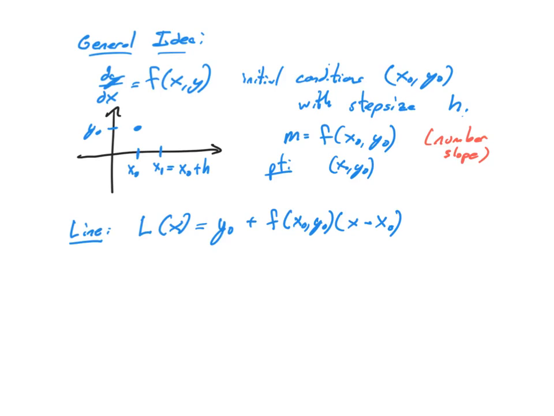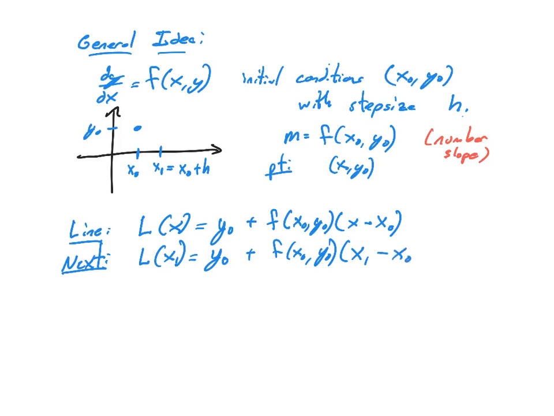Now, if I want to know what happens at our next step, so what happens at x1, you may ask? Well, let's put it in there and see what happens. The next point we have is L of x1 as our approximation. L is equal to y naught plus f of x naught comma y naught times x1 minus x naught. So literally the only variable that changed in this whole mess was from x to x1. And this whole thing is just h.